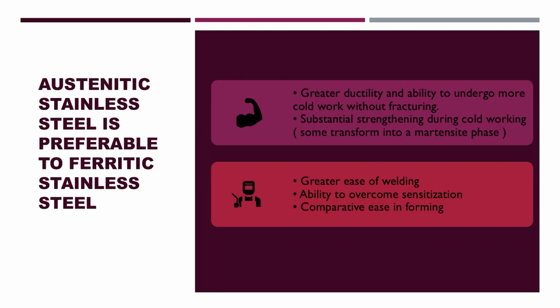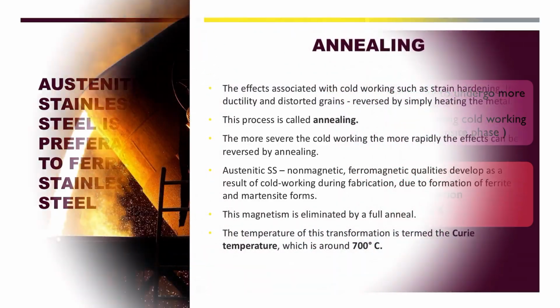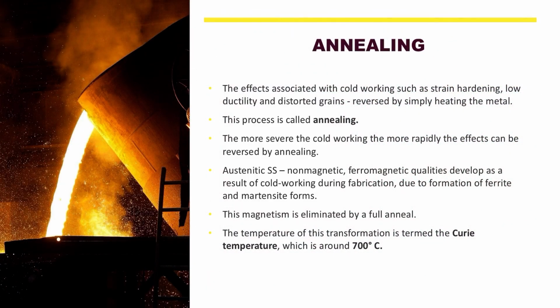because it has greater ductility and ability to undergo more cold working without fracturing, substantial strengthening during cold working, and greater ease of welding, ability to overcome sensitization, comparative ease in forming. Annealing. The effects associated with cold working such as strain hardening, low ductility and distorted grains is reversed by simply heating the metal. This process is called annealing. The more severe the cold working, the more rapidly the effects can be reversed by annealing.